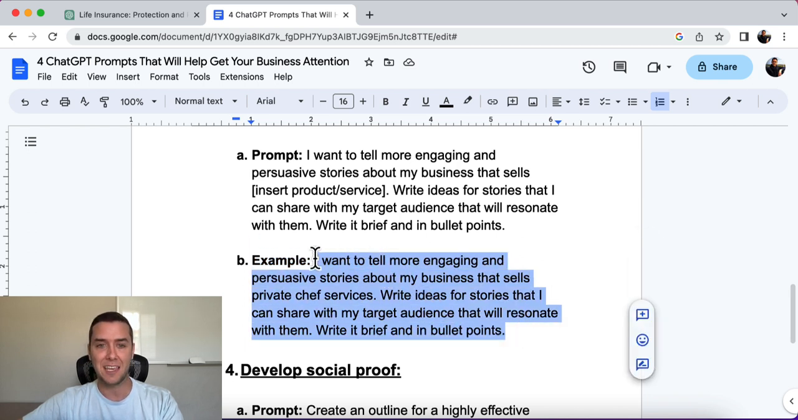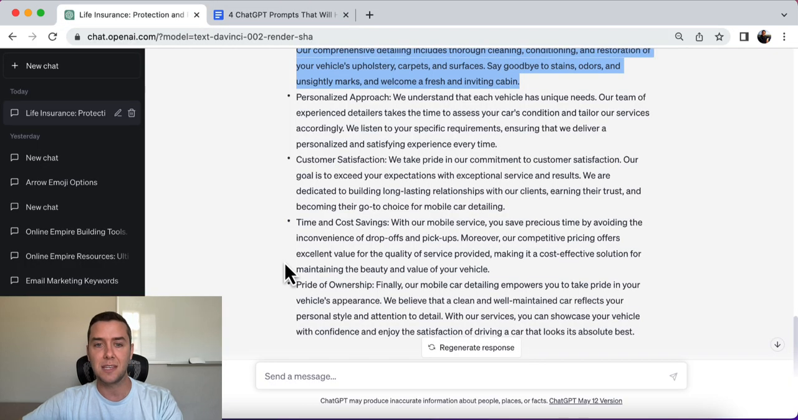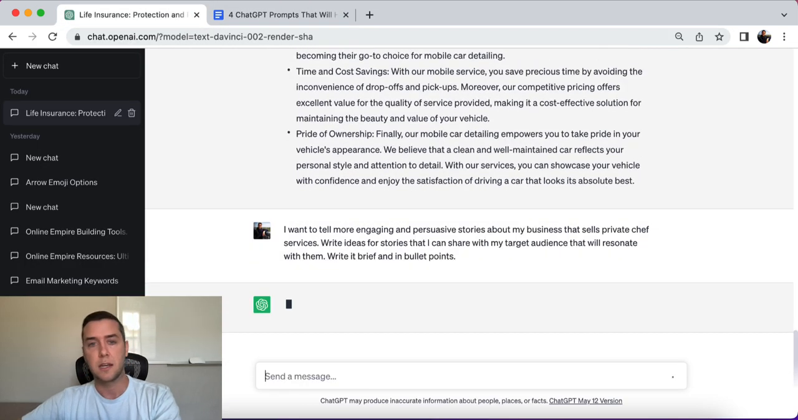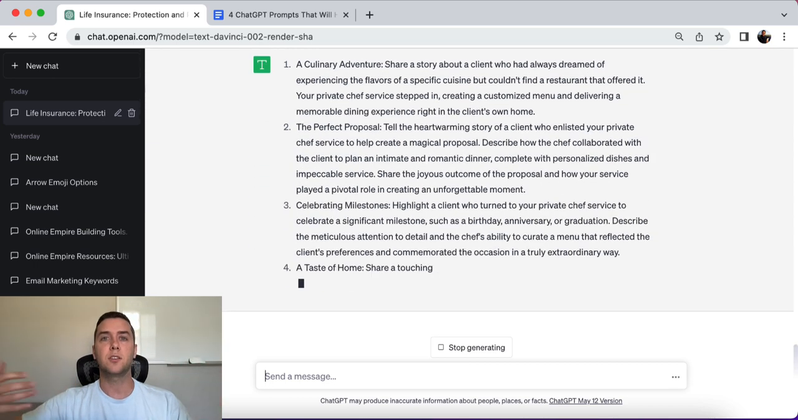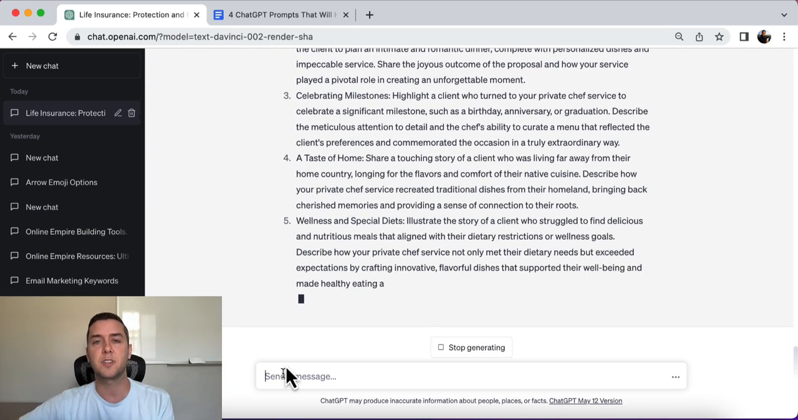Write it brief and in bullet points. Okay, so just insert your product or service. Now, quick disclaimer, you shouldn't be just creating made up stories. This is supposed to give you ideas.